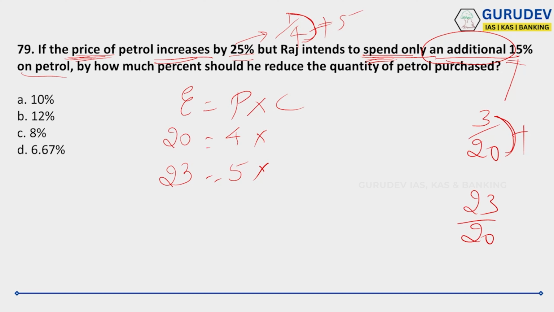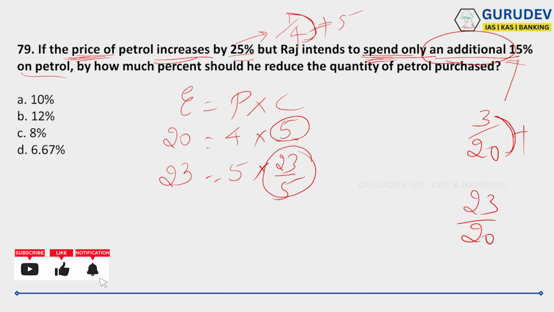Now one thing you tell me, what should be written over here to get 20? Can I write 5 over here to get the 20? Yes. So what should be written over here to get the 23? It is simple. 23 by 5 should be written, because if I cancel the 5, I'll get 23 as the answer. Now look at the consumption. Before it was 5, now it has become 23 by 5.